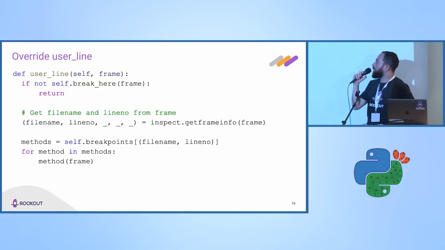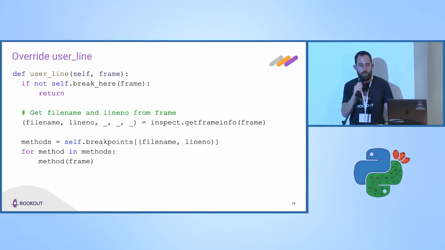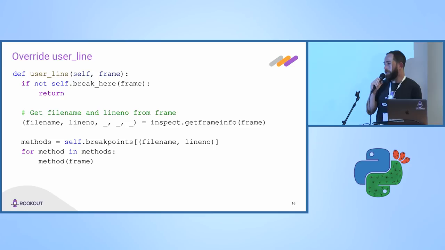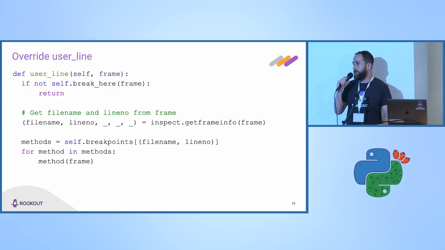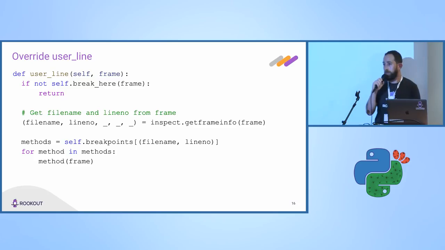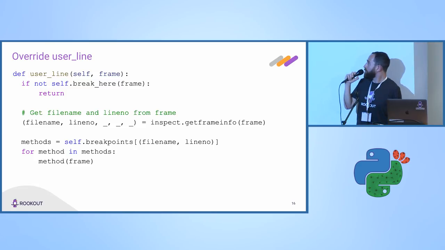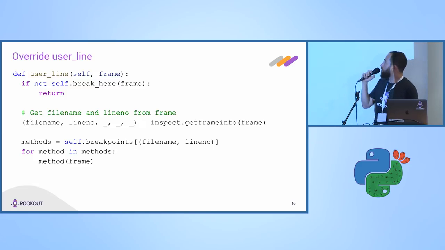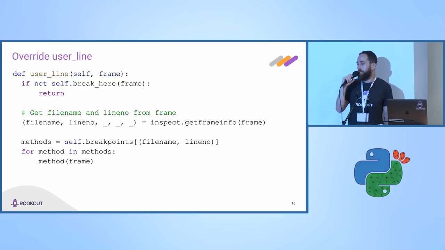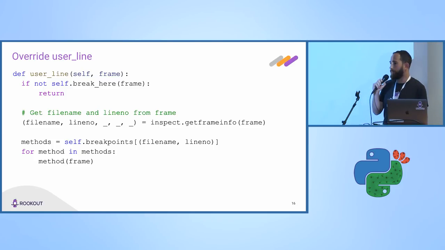Finally, we inherit user_line and override it. user_line is called by BDB whenever it wants to inform us that a line is about to be executed. It can happen for breakpoints, but it also happens for other events BDB cares about. We don't, so we start by making sure it's a breakpoint, and if not, we return. Then we get the file name and line number from the frame. We get the list of breakpoints we want to execute, and we execute them. That's a pretty straightforward way of building a Python debugger.